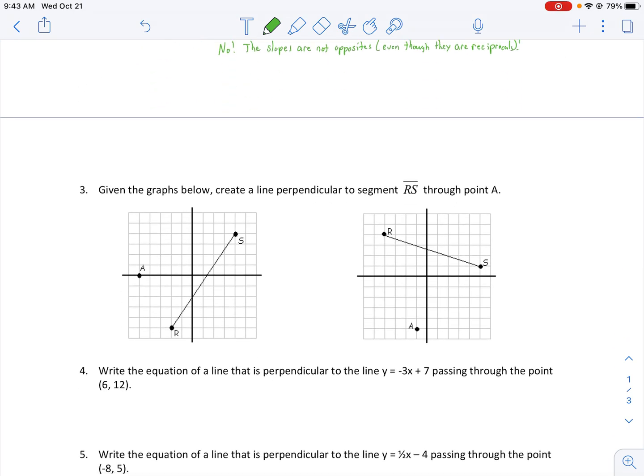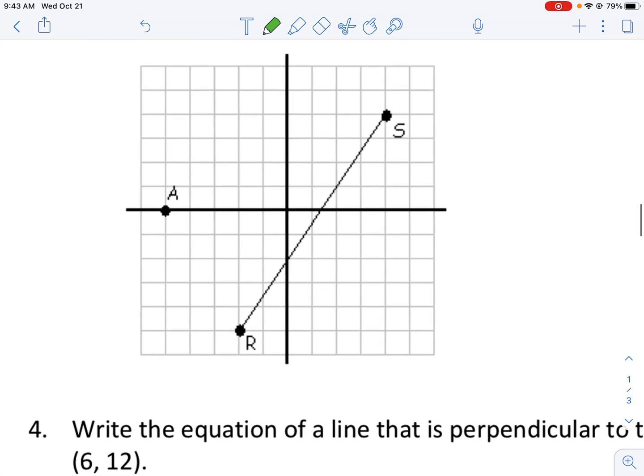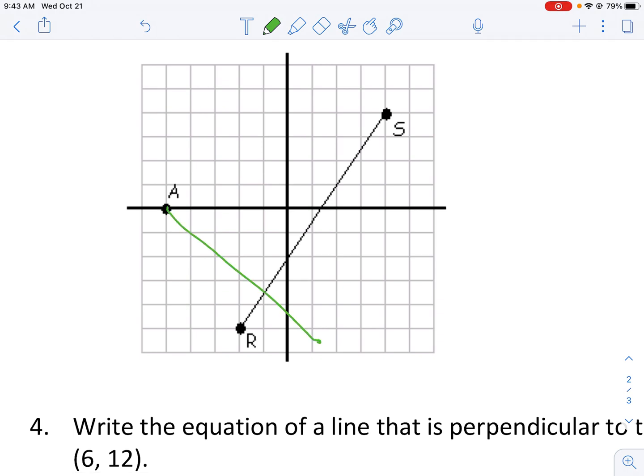Number 3, I kind of like this problem here. It says, given the graphs below, let's create a line perpendicular to segment RS through this point. So we're gonna create a line somewhere in this direction that is perpendicular. But remember, perpendicular lines have opposite reciprocal slopes. So let's find the slope of this line.